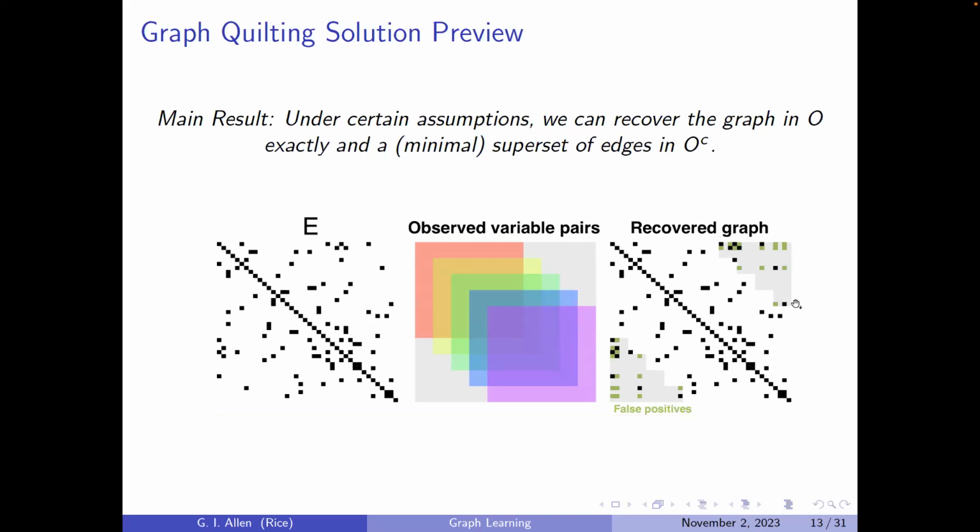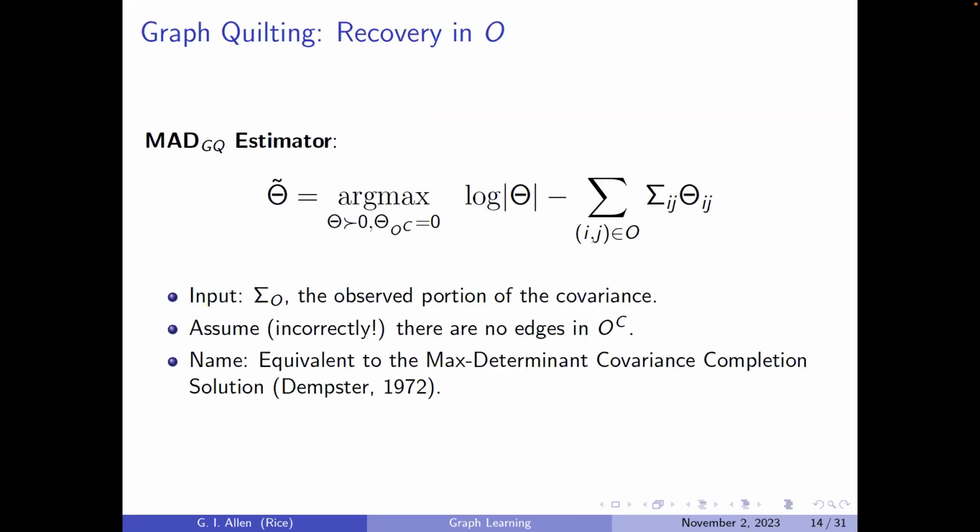I'm going to walk through the intuition for how we get here. We start off with the MAD-GQ estimator, which we call this from the max determinant covariance completion of Dempster. So yes, we are using some type of covariance completion here, Daniela, to answer your question, but this is a very specific one because it assumes that everything in O complement is zero, erroneously. We know there are edges in O complement, but we're just going to assume there are no edges for now and do maximum likelihood for the partially observed portion of the data. We call this estimate theta tilde. Again, I'm showing all the main results in the population case, but of course these are extendable to finite samples.